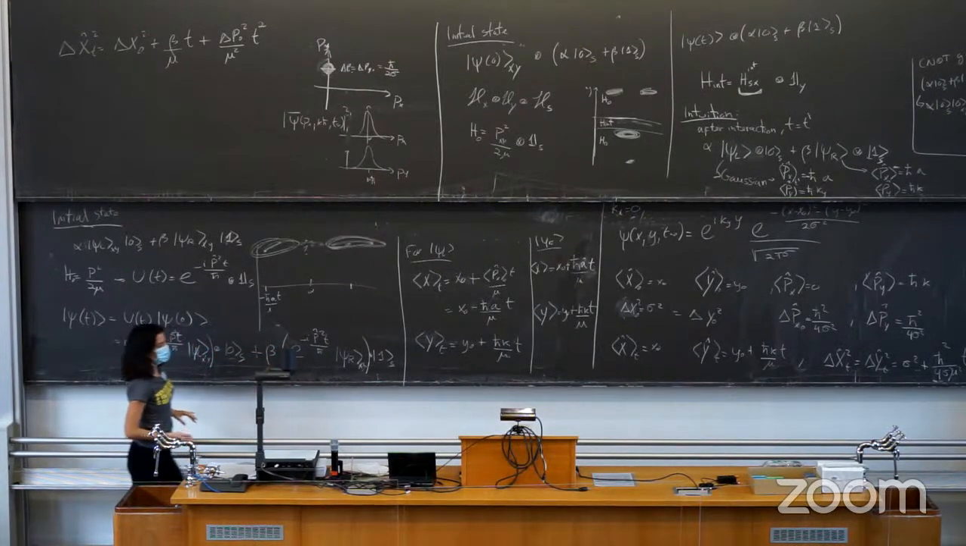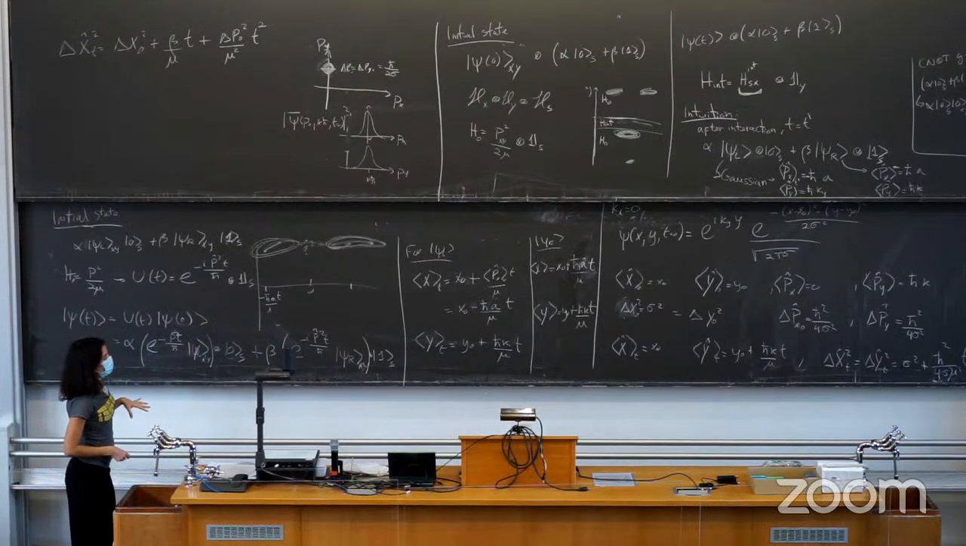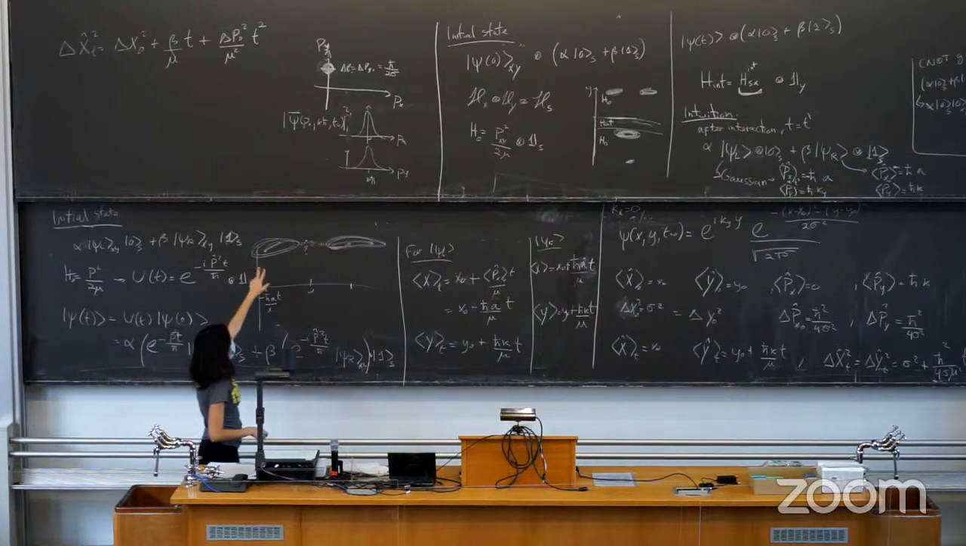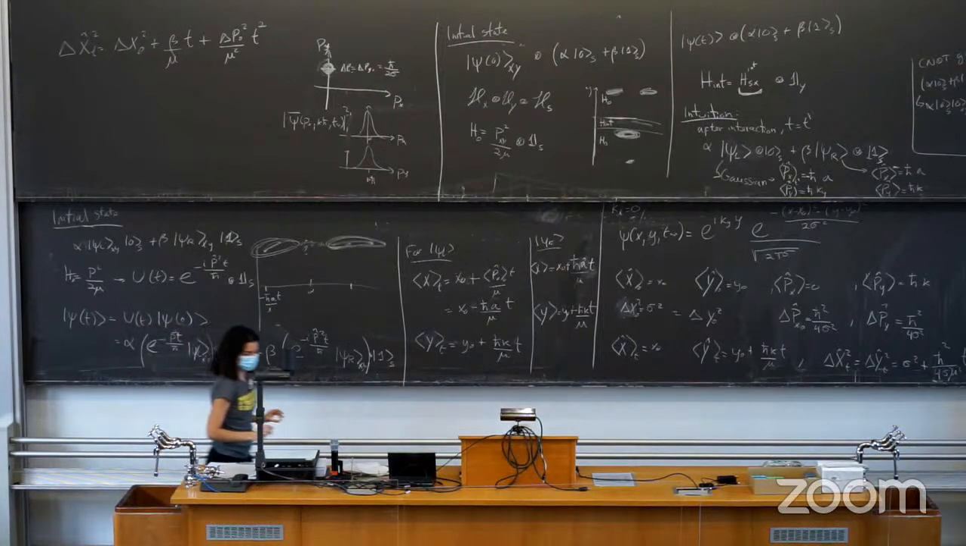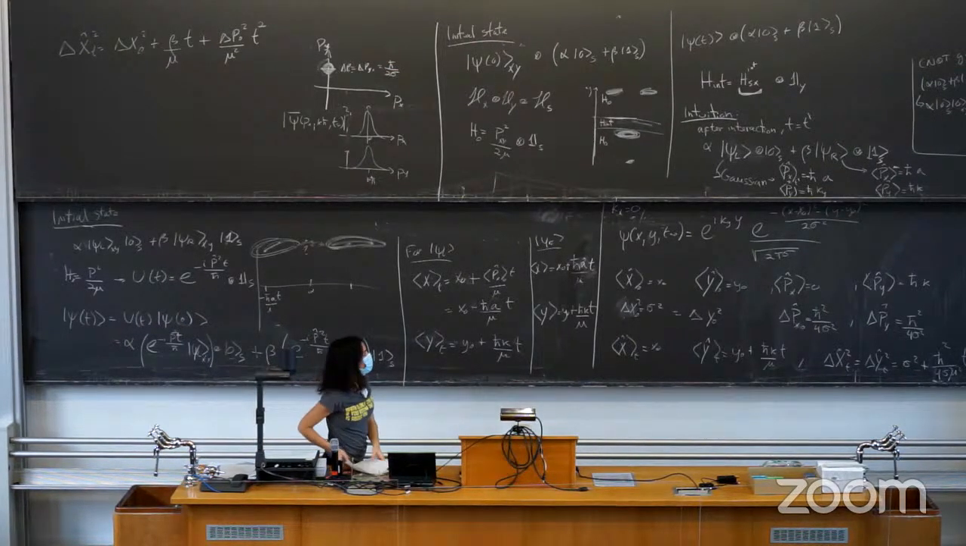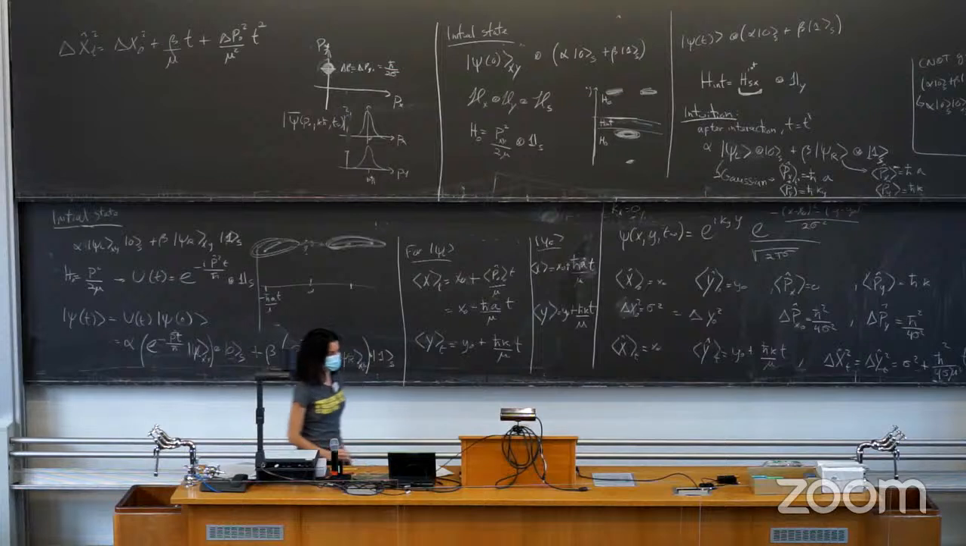So next time, we're going to look at the exact interaction Hamiltonian, and then we're going to see exactly how to recover the alpha and the betas from the final measurement. And then we're going to look at the double slit experiment, and that's going to be it for the free particle.